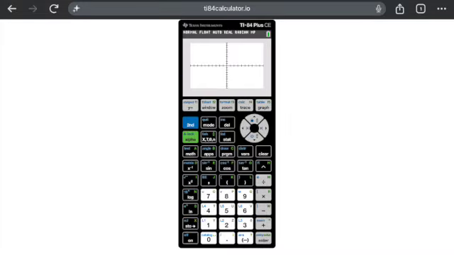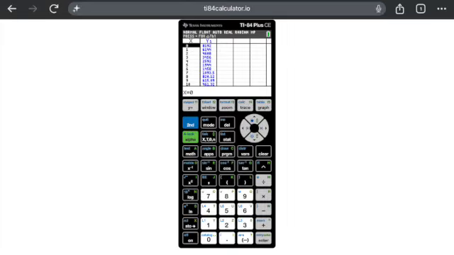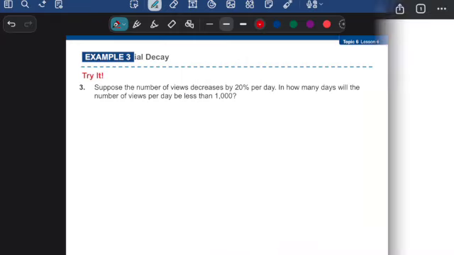But let's use our table feature. So second table, here are our x values and here are our y values, and we're just going to scroll down our y values to see when it goes below 1,000. So there we go. Day 5, it's still good. Day 6, still good. Day 7, good. After day 7, we get below 1,000.